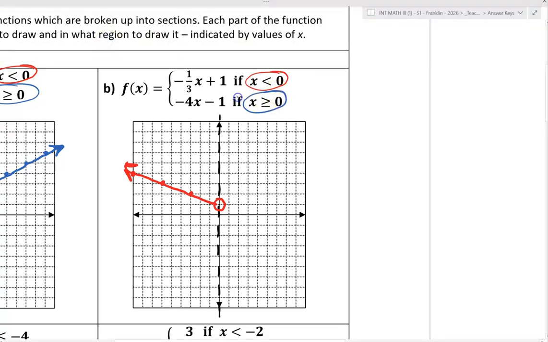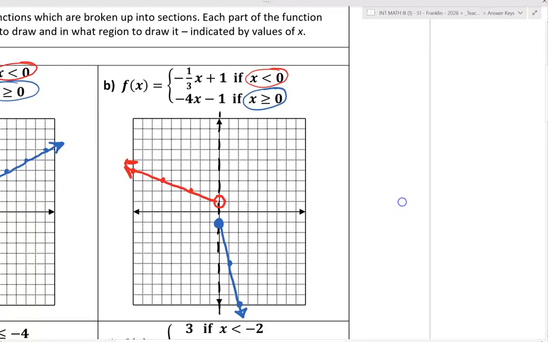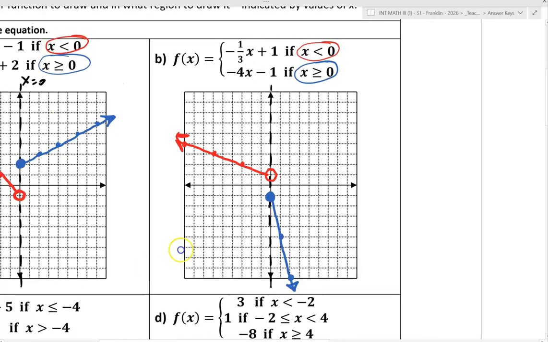So greater than or equal to 0, it's negative 4x minus 1. So I do start at negative 1 with a filled in circle. And I'm going to go down 4 over 1, like so. Okay, so there's example B. So knowing how to graph a regular linear equation definitely comes in handy here.